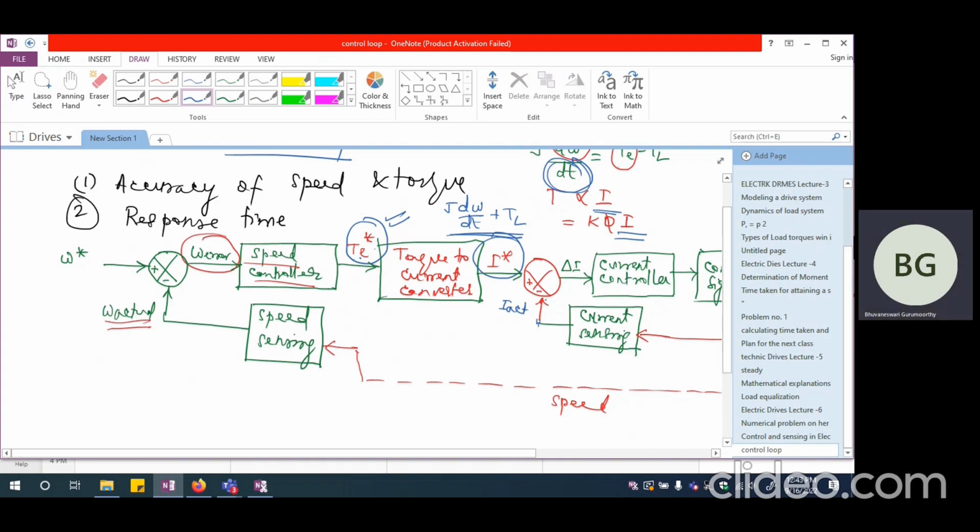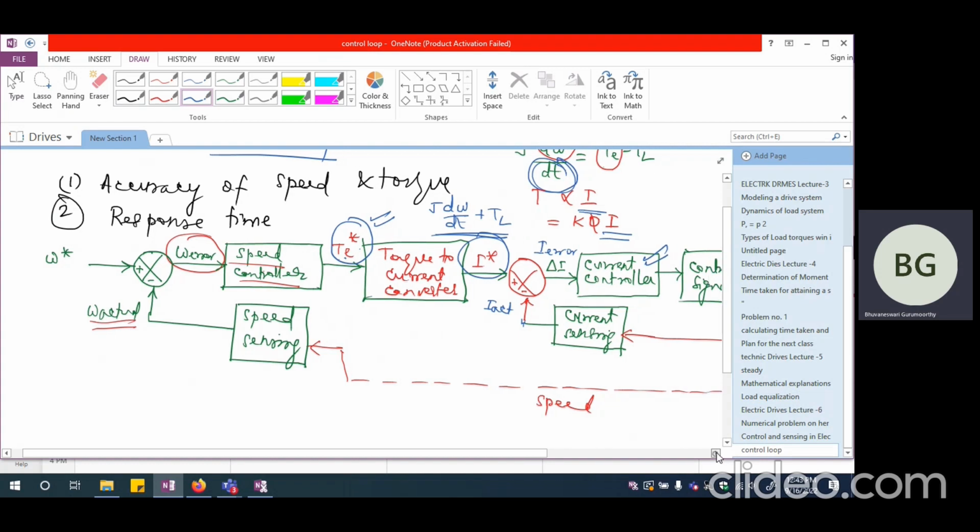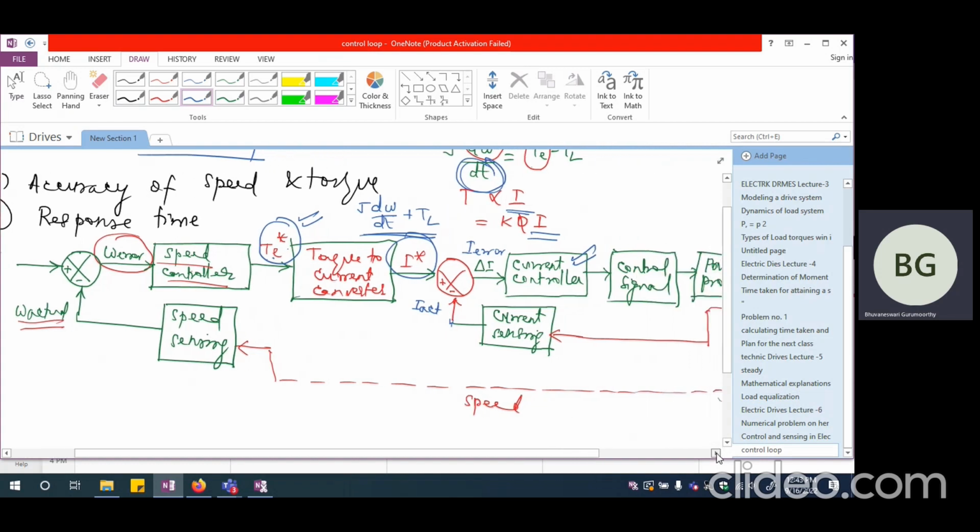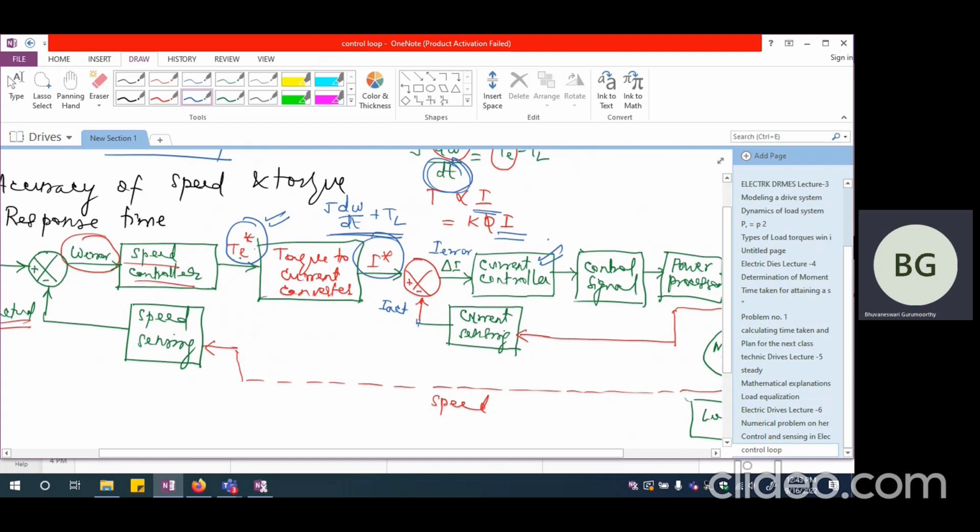Now, that error in the current, this is the current error, will be passed through a current controller. We will again look at different types of current control mechanisms also, like PWM current controller and hysteresis current controller and so on. And this current controller output will be passed on to a control unit.